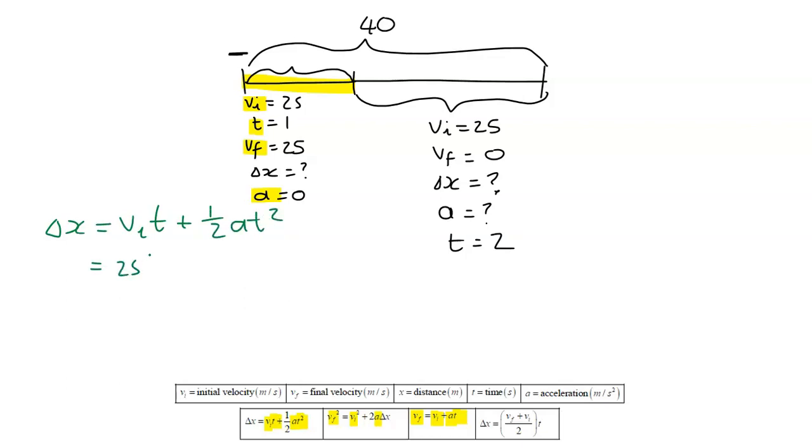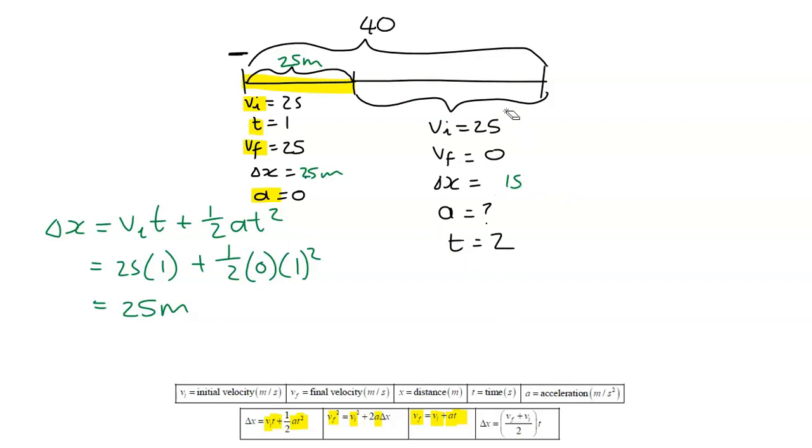Vi is 25, my time is 1. Then I've got a half. My acceleration is 0 because I haven't pressed on the brakes yet. And then time is 1 squared. Then you put this into your calculator and you get an answer of 25 meters. So if this distance is 25 meters and my total distance is 40, I have 15 meters left where I need to press the brake and come to a standstill, preferably.